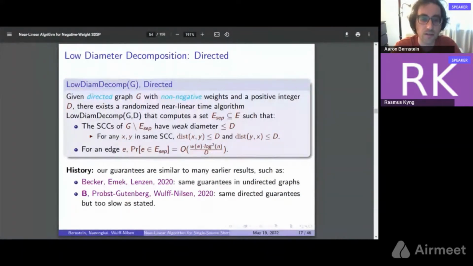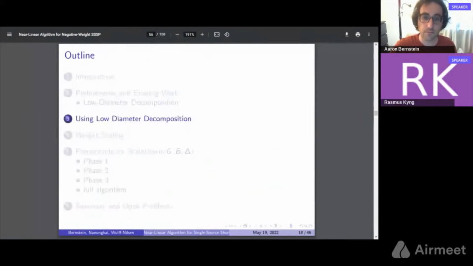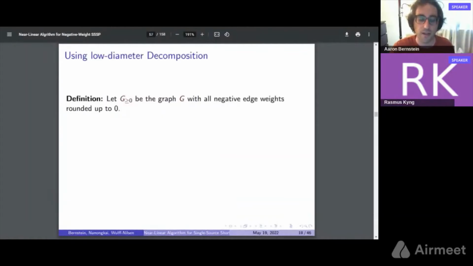Okay, so this is the decomposition that we're going to use throughout. As I said before, the techniques of the decomposition itself are very old, but I think what's new about our paper is how we use this decomposition. In particular, it only works for non-negative edge weights. So the question is, how are we going to apply it to negative edge weights?